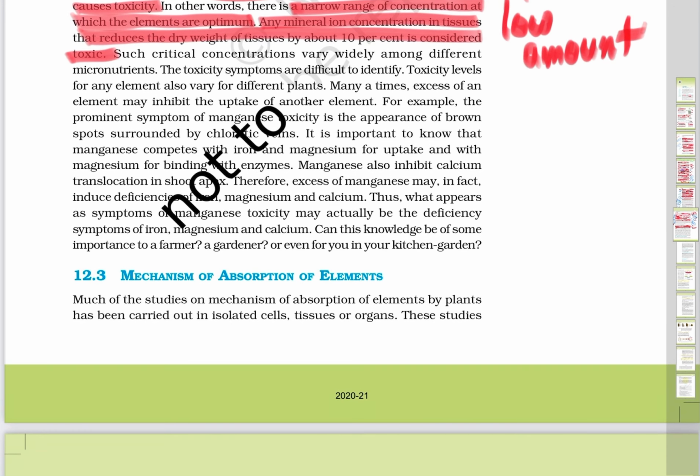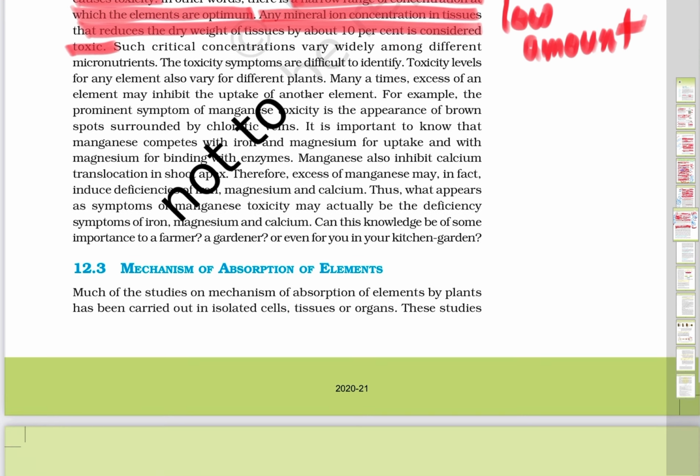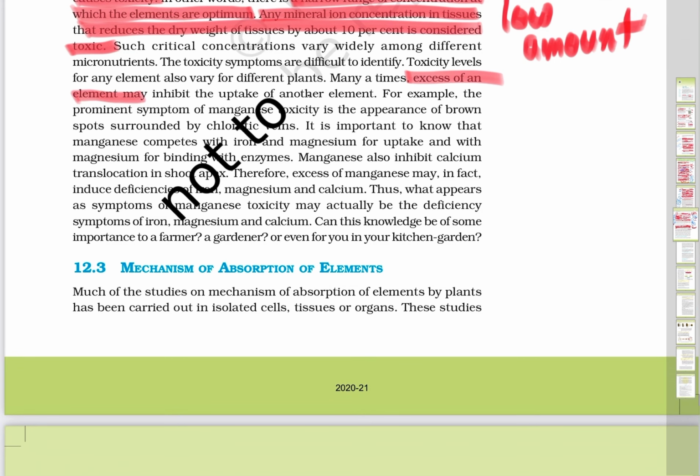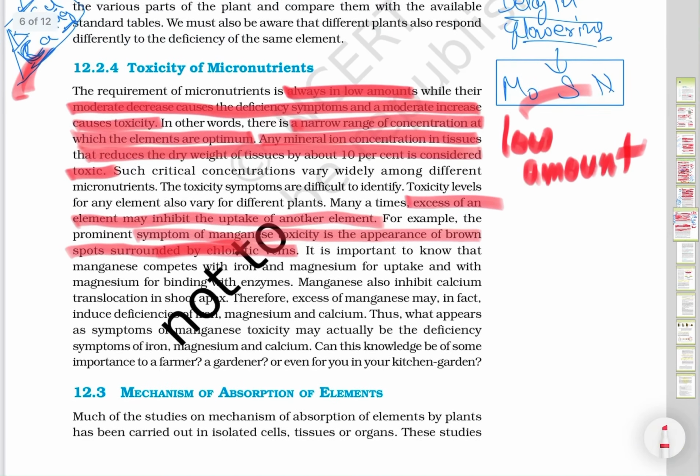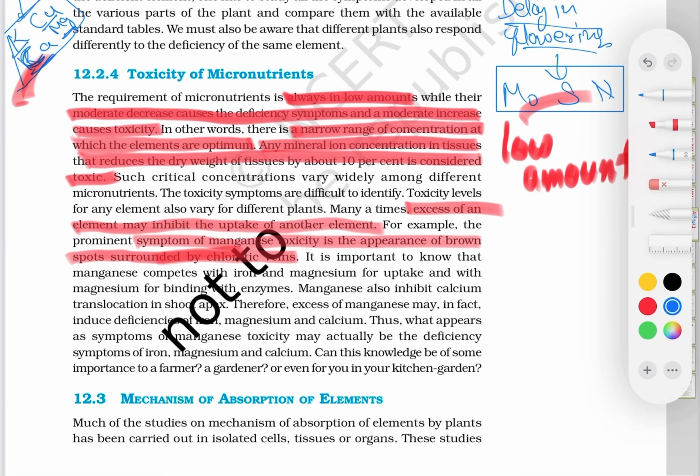Many times, excess of an element may inhibit the uptake of another element. For example, the prominent symptom of manganese toxicity is the appearance of brown spots surrounded by chlorotic veins.